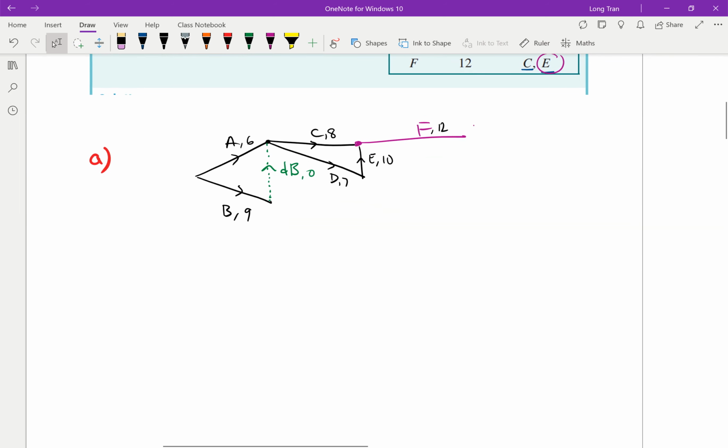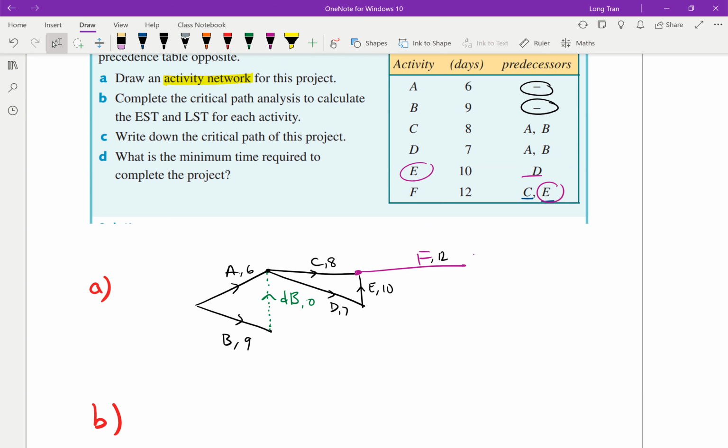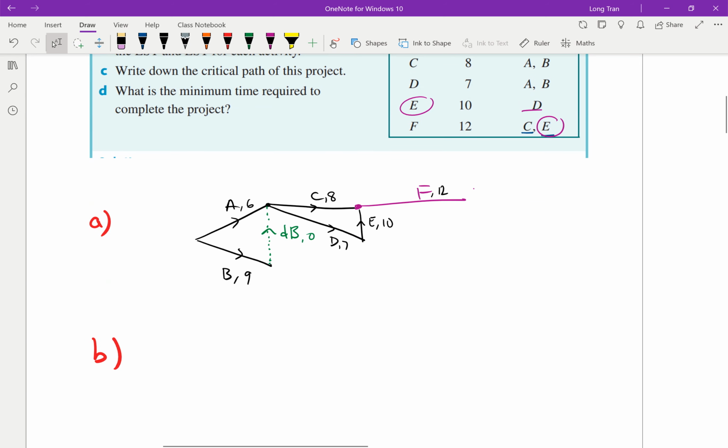Now part B, let's have a look at what B is asking us to do. B says, complete the critical path analysis to calculate the EST and LST. Now, if you watch the video, I feel like the critical path is like doing Dijkstra's algorithm, but looking for the longest pathway, because you want to know the minimum amount of time needed in order for the activities to be done.